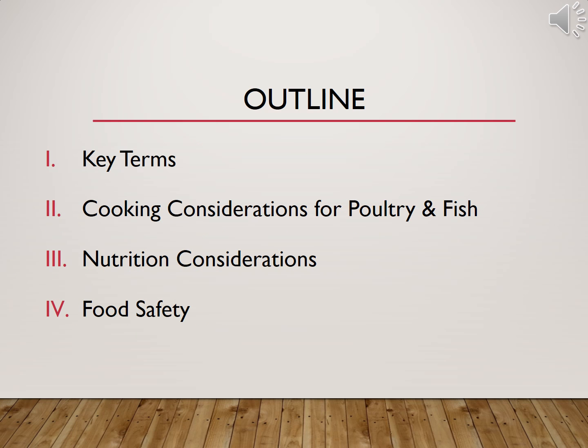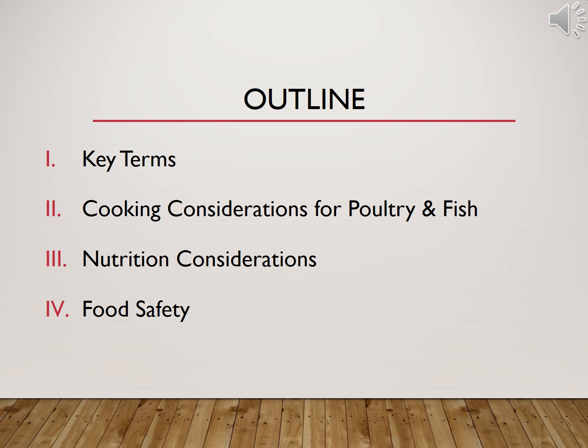In this chapter, we're going to start off with the key terms. We're going to define poultry and then different types of fish, providing examples of each. We're going to talk about the specific terms for each of these classifications, and knowing these terms is critical because we need to understand what we are working with in this chapter. Poultry includes more than just chicken, and there are more fish than fish that have fins. Next, we'll go over cooking considerations for poultry and different types of fish.